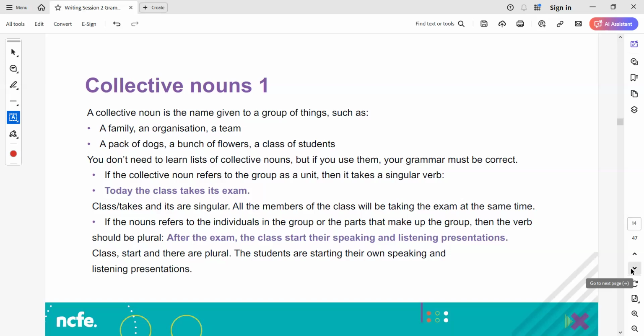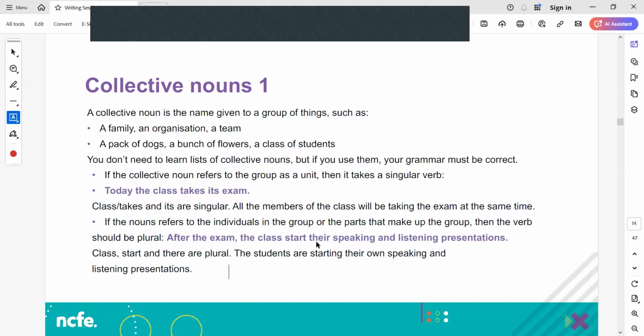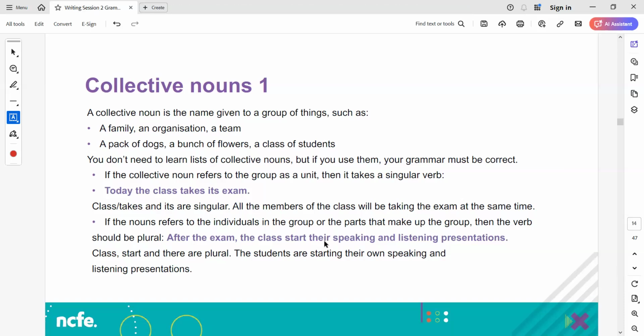But if the noun is referring to the individuals in the group or the parts that make up the group, then the verb should be plural. After the exam, the class start their speaking and listening presentations. So class, start, and their, which is spelled incorrectly there, I've just realised it should be T-H-E-I-R. So class, start, and their are plural in that sentence. The students will be starting their own speaking and listening presentations.